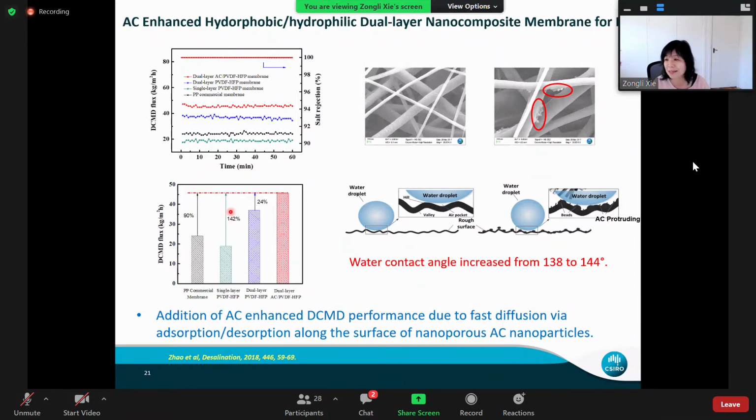And we have utilized the electrospinning technique to make this membrane, because when we're using electrospinning, we can control the pore size, and also we can control the membrane thickness for both layers very easily. So we made the hydrophilic layer, and also the hydrophobic layer on top of the hydrophilic, and we also made a hydrophobic membrane of the same thickness as a control. We also compare with some commercial membranes here as well.